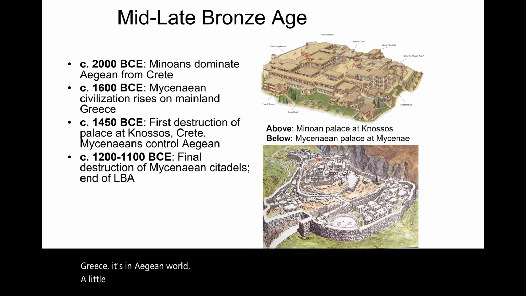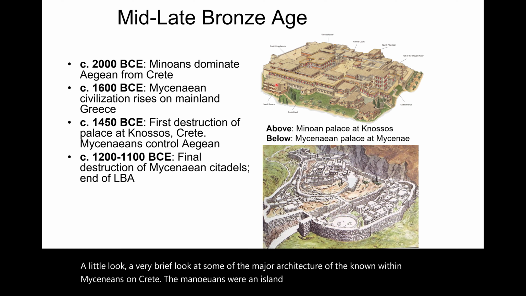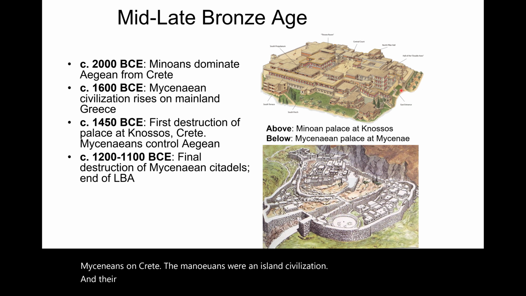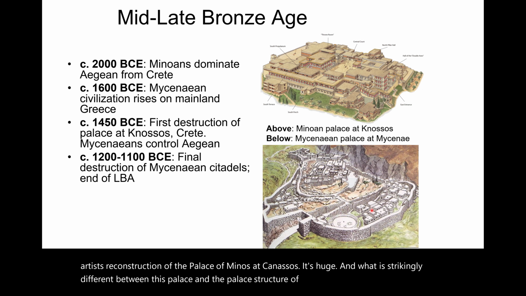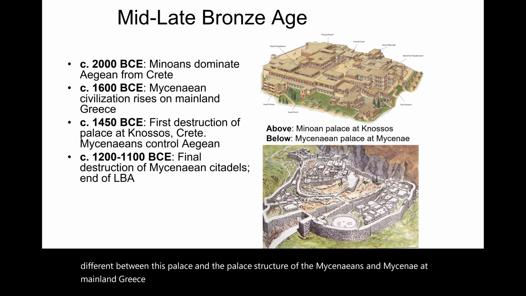A very brief look at some of the major architecture of the Minoans and Mycenaeans. On Crete, the Minoans were an island civilization, and their prolific, colossal architecture is represented best in their palace structures. This is an artist's reconstruction of the palace of Minos at Knossos. It's huge. And what is strikingly different between this palace and the palace structure of the Mycenaeans at Mycenae on mainland Greece is the absence of a perimeter wall.